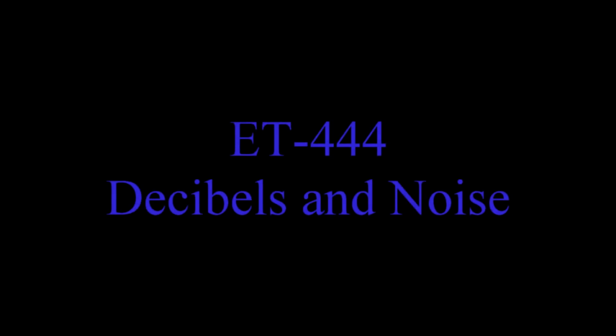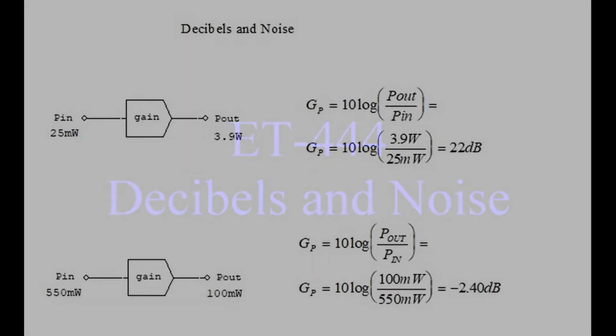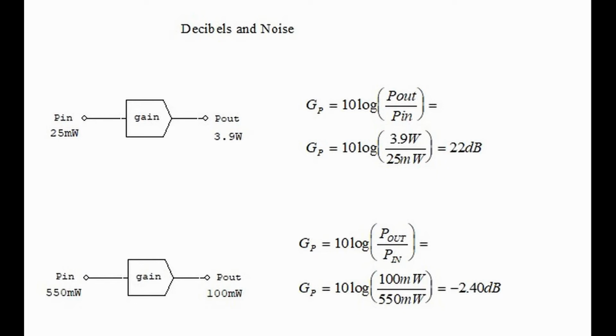This chapter has a lot of information, but we want to concentrate on doing calculations involving decibels and noise. In the figure shown, we show a symbol for amplification. This is not a schematic diagram, simply that we show that we're trying to amplify a signal. In the first figure, we put in a signal of 25 milliwatts, and after amplification, we have a power coming out of 3.9 watts.